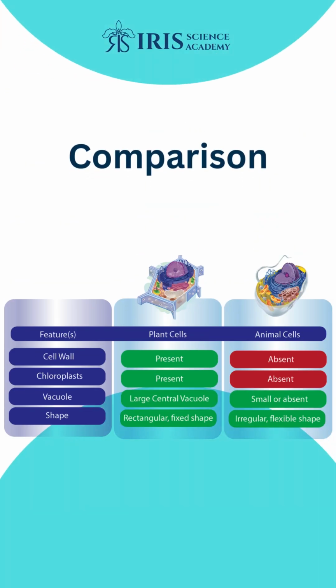Comparison: plant cells versus animal cells. Now let's quickly compare plant and animal cells with this table. Cell wall is present in plant cells while it's entirely absent in animal cells. Chloroplasts are also present in plant cells and absent in animal cells. Vacuoles are large in plant cells and do not exist in animal cells. Plant cells are rectangular and fixed in shape, while animal cells are irregular and flexible in shape.